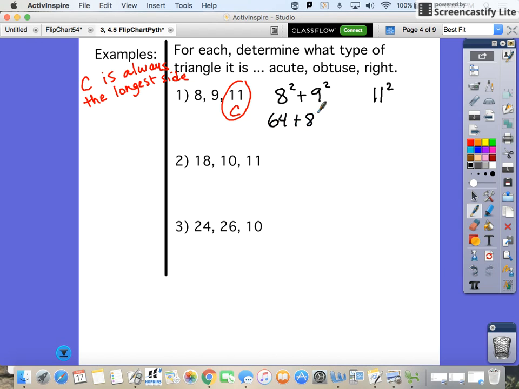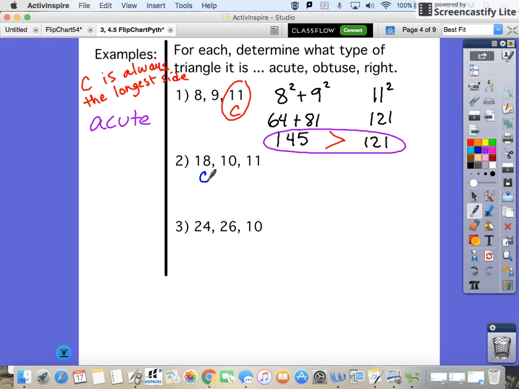This is 64 plus 81. This is 121. 64 plus 81 is, I believe, 145, but let me just double check. Yes, 145. Now, the alligator would eat this one. That means that the two sides were longer. This is an acute triangle because of that last statement.